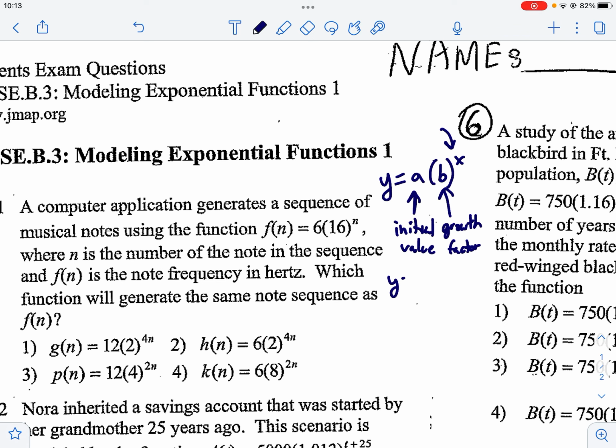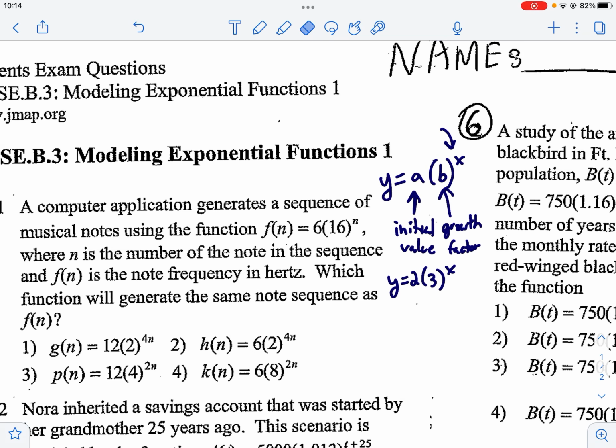So for example, something like y equals 2 times 3 to the x, often written like this, would be a function that starts at 2 and then multiplies by 3. So 2, 6, 18, 54, and so on.